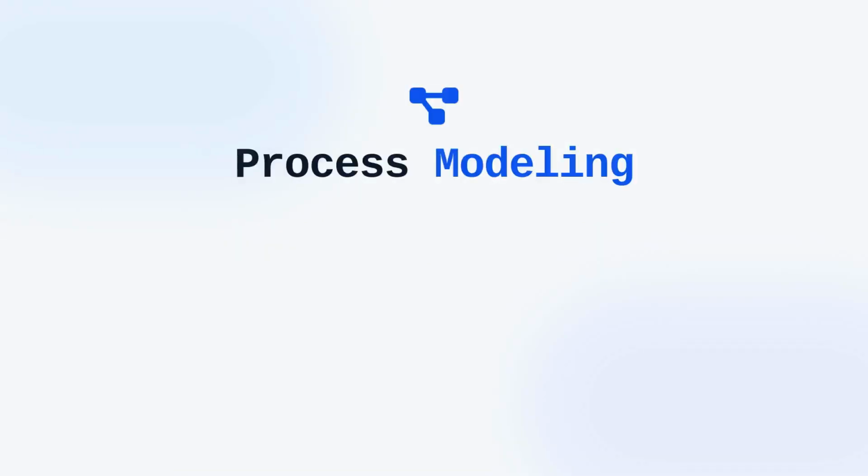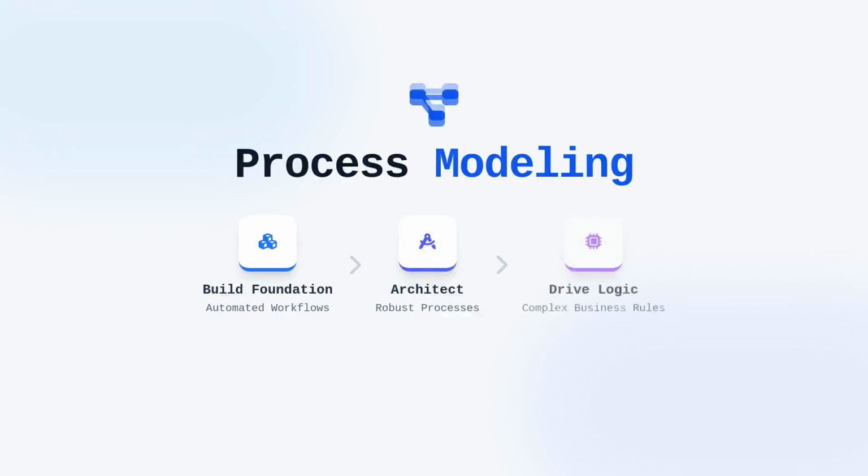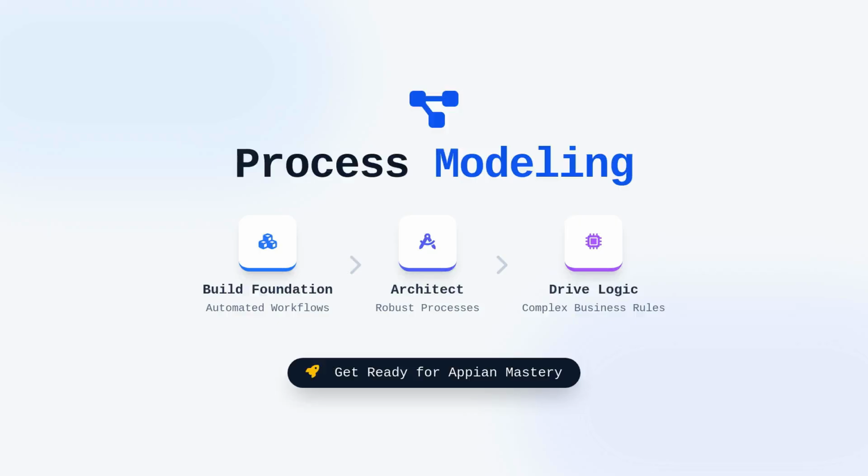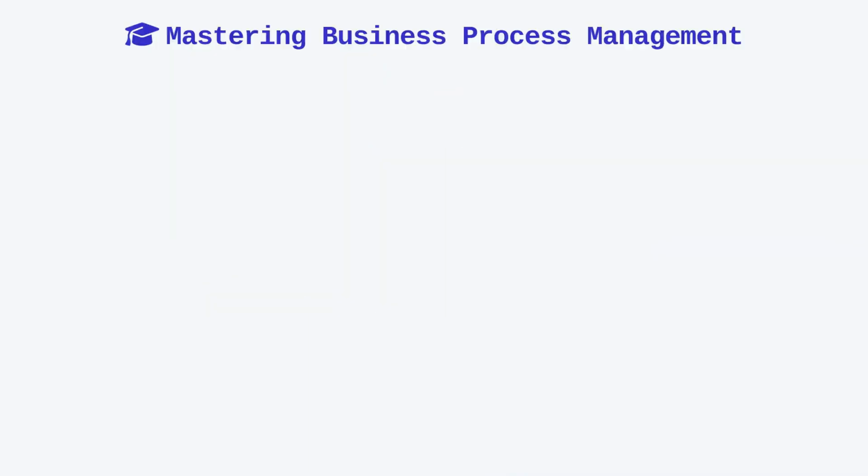Welcome to the Process Modeling chapter, where we will build the foundation for your automated workflows in Appian. By the end of this section, you will be fully prepared to architect robust processes that drive complex business logic. If you are looking to master the art of business process management, this course is your definitive roadmap to becoming an Appian certified associate developer.